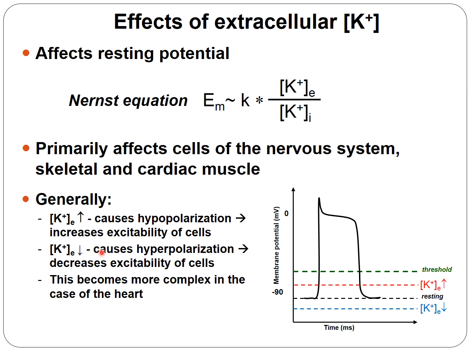However, when we decrease the potassium concentration, that will cause hyperpolarization, so the resting membrane potential is getting lower than normal. This is why it's more difficult to activate the cells, because we are getting far from the threshold. This is why the excitability will decrease. This becomes more complex.